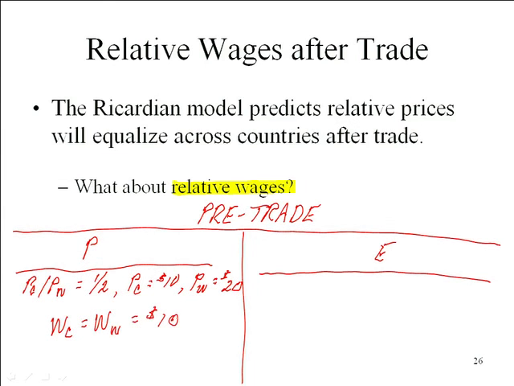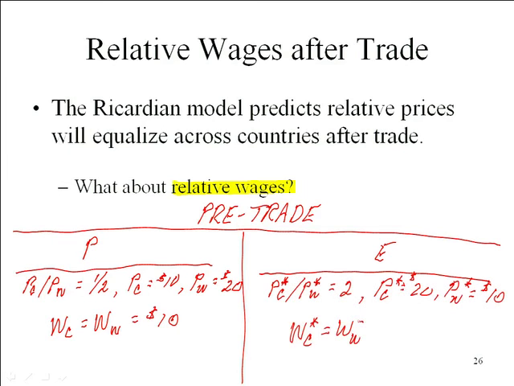And over in England, our relative price of cloth was 2. The price of cloth was $20, and the price of wine was $10. So again, wages in the cloth industry were equal to wages in the wine industry, and that came out to $3.33. Okay? So that was our pre-trade situation. So remember 10 and 3.33.